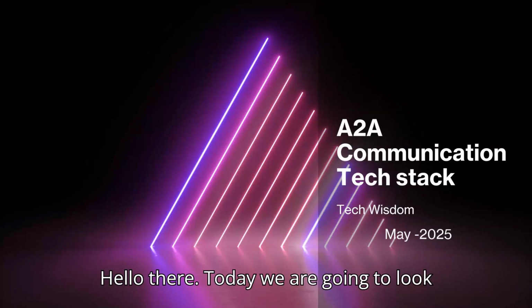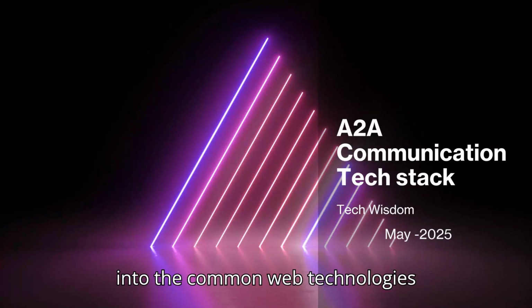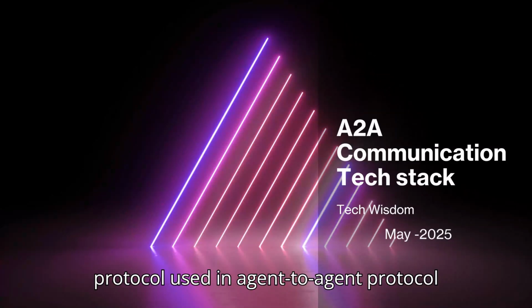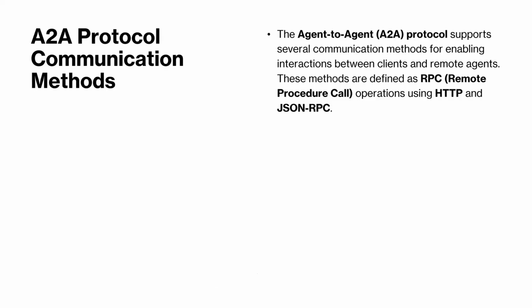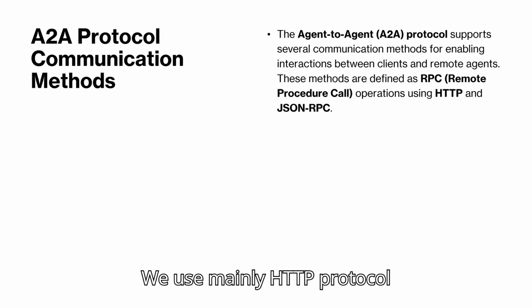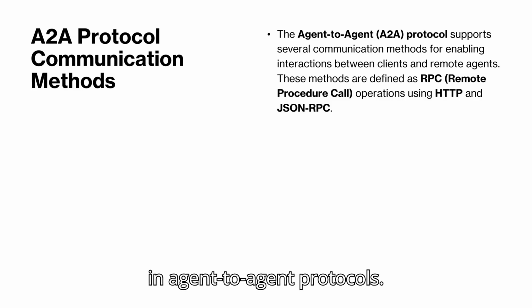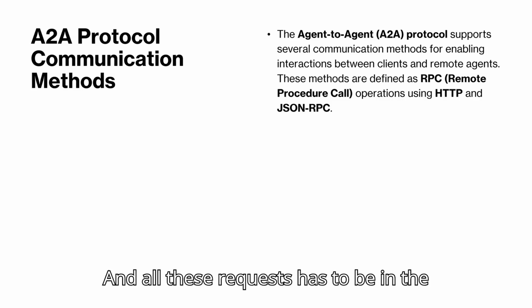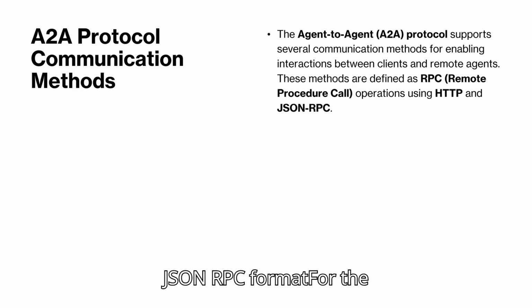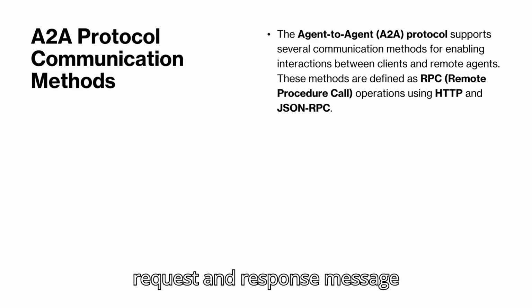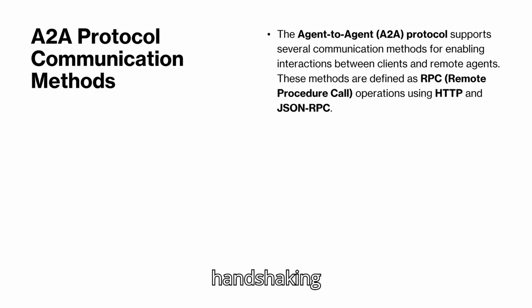Hello there. Today we are going to look into the common web technologies and protocols used in the agent-to-agent protocol mechanism. We use mainly the HTTP protocol and remote procedure call technologies in agent-to-agent protocols. And all these requests have to be in the JSON-RPC format for the request and response message handshaking.